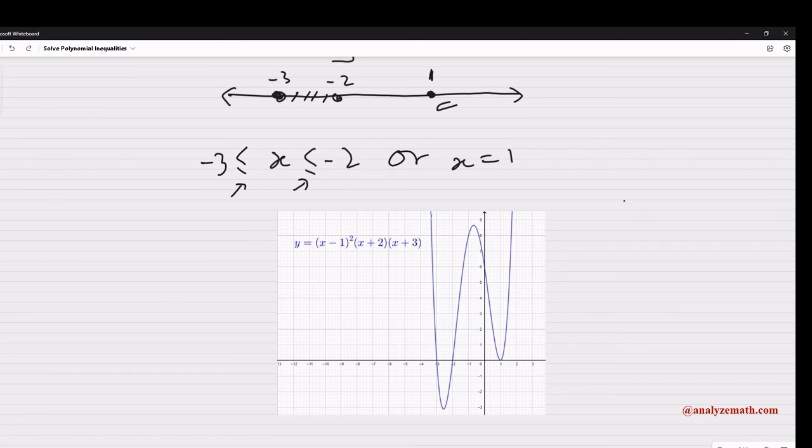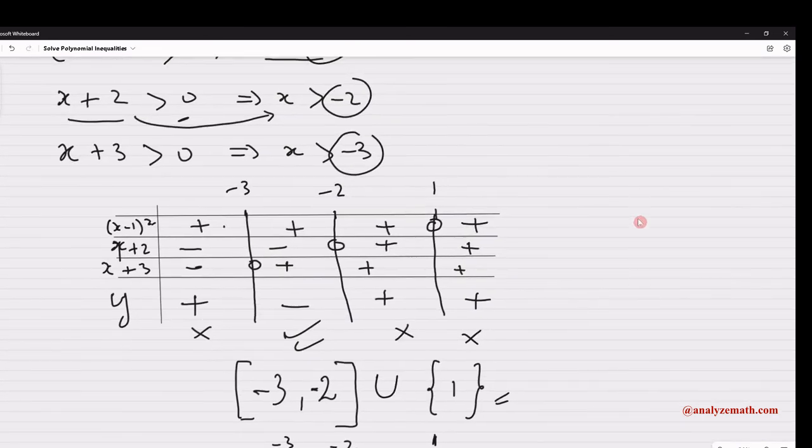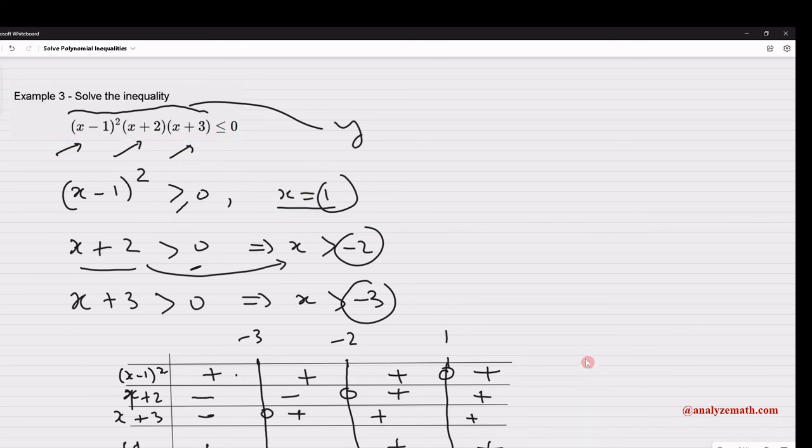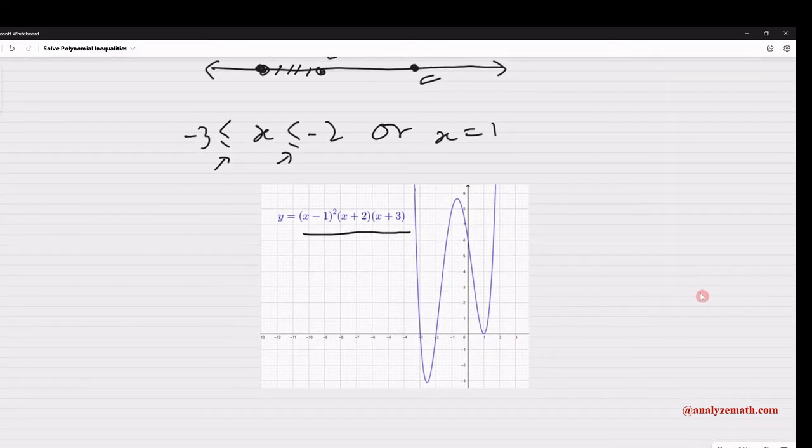Now, for this last example, I would like to go a little bit further and complete the picture of polynomial inequalities. What we have here is the graph of x minus 1 squared, x plus 2, and x plus 3, which is the left side of our inequality. This is plotted here. And we can see graphically that between minus 3 and minus 2, the y, this quantity, is negative, and this is our solution interval.